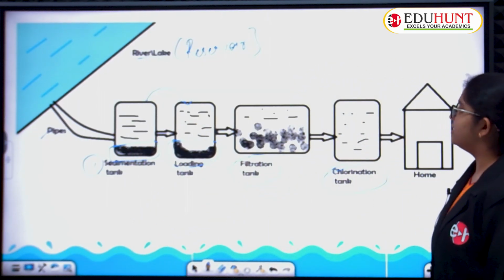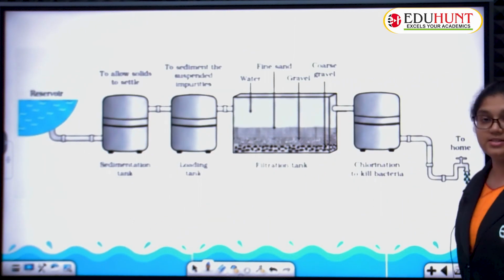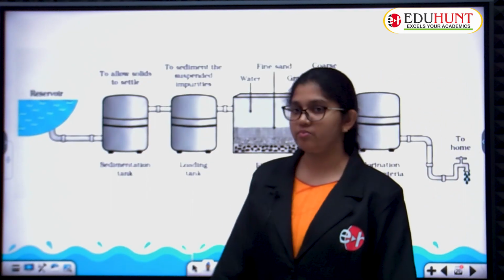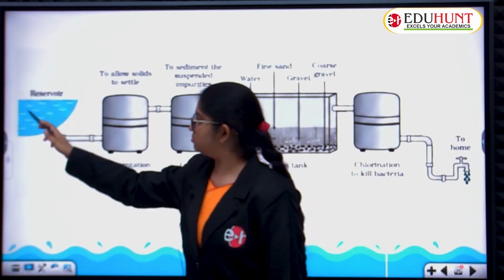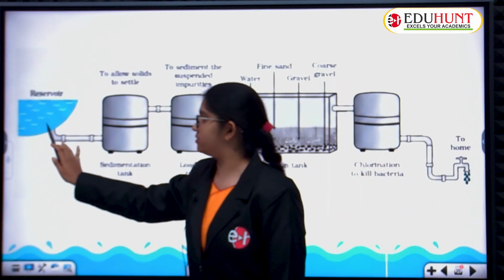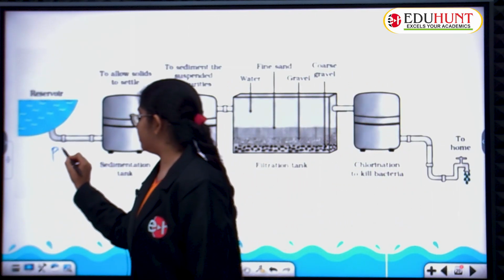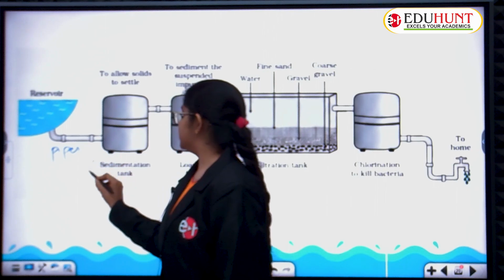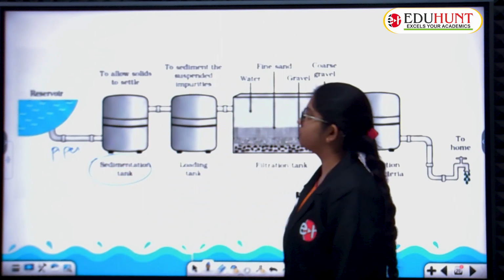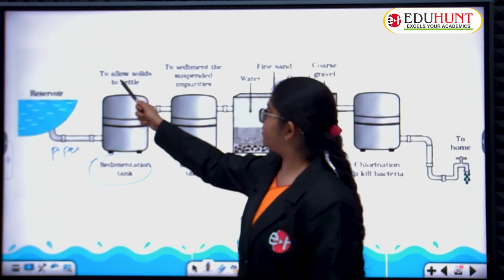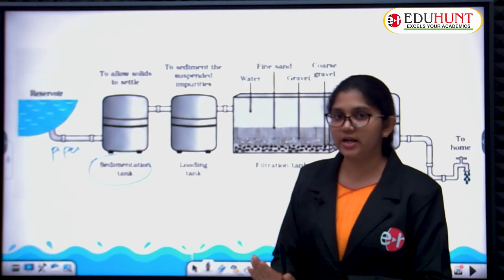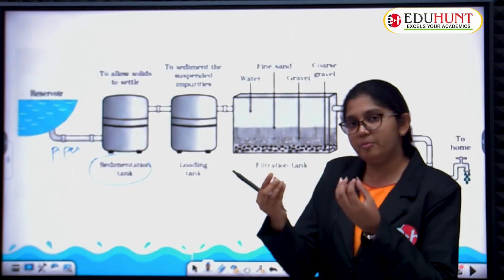Okay, and one more picture for you, which is there in NCERT. Here we go. There is a weir, the water which is present there, and from there the pipes bring the water into a sedimentation tank. First, we know what happens: it allows the solids to settle down. The heavy particles will go down.